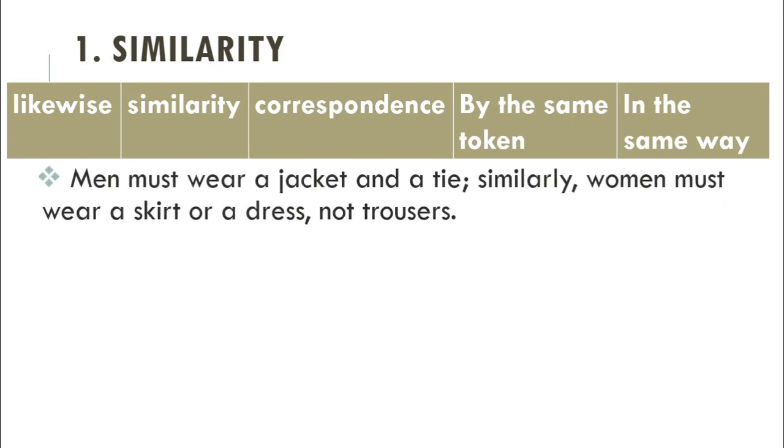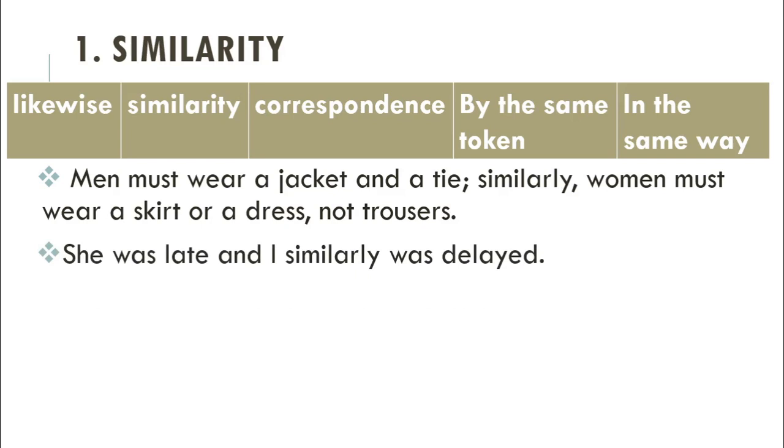Here we have an example. Men must wear a jacket and a tie. Similarly, women must wear a skirt or a dress, not trousers. So here similarly is the sentence connector used to mean similarity. The next one: she was late and I similarly was delayed. Here also you can use: she was late and I in the same way was delayed.